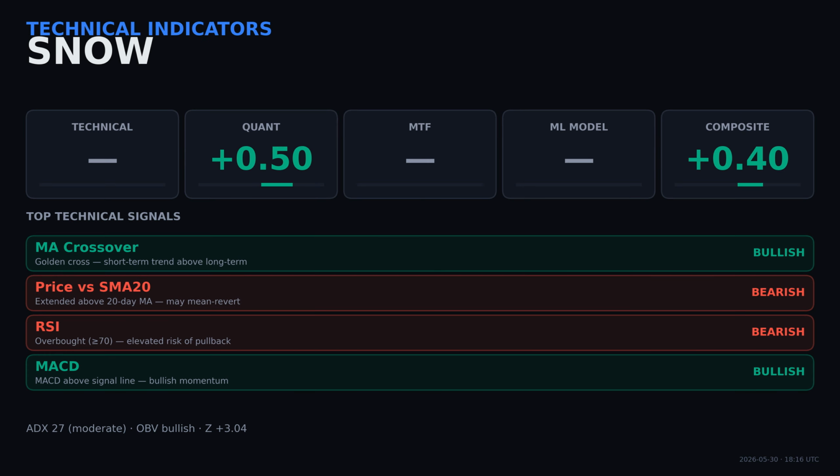On to the indicators. We've got a composite score of plus 0.40. Positive numbers lean bullish, negative numbers lean bearish. And what you're really looking for is agreement across multiple boxes, not just one indicator screaming. ADX is at 27, and that tells us we're in a moderate trend regime. Important because some strategies only work when ADX is above 25. On balance volume is bullish. That's a sneaky good way to spot whether the smart money is buying or selling underneath the price action.